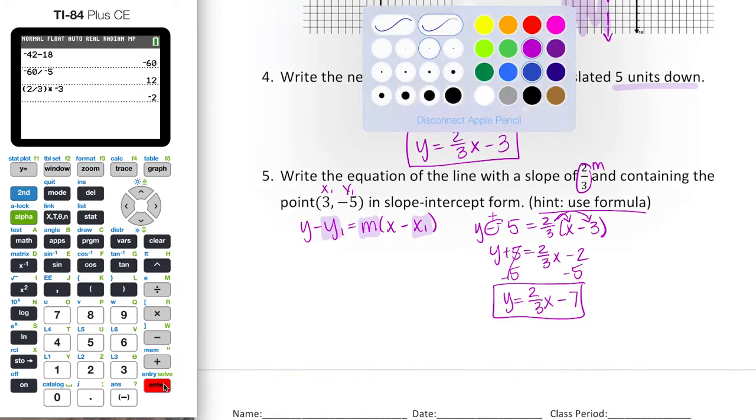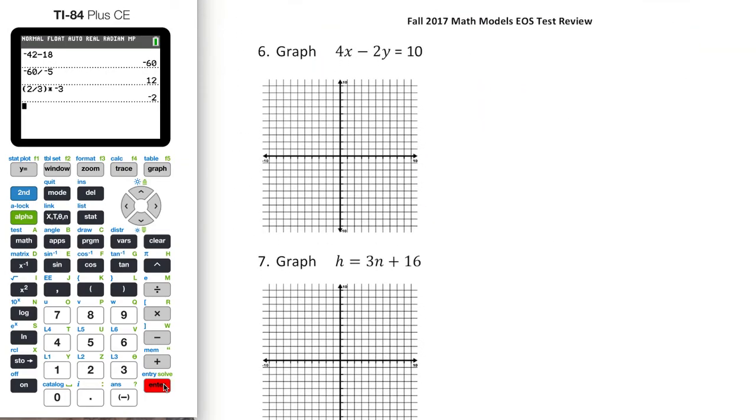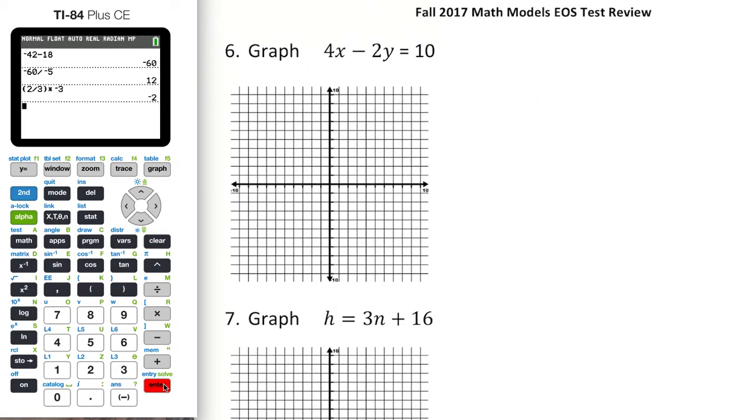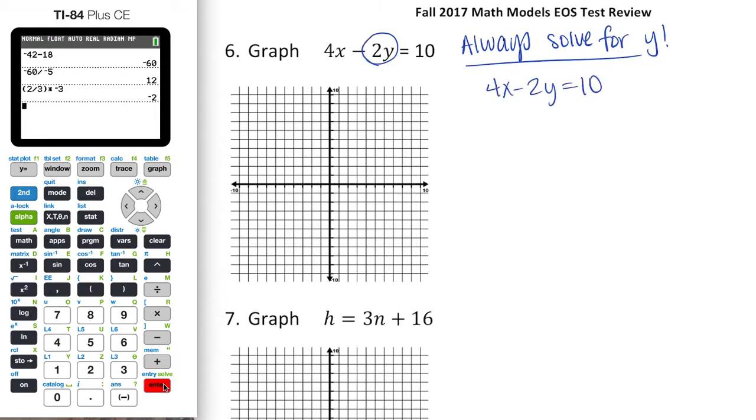Alright, moving on to the next page. Graph 4x minus 2y equals 10. So to graph, we always solve for y. So we're going to solve for y right here. So 4x minus 2y equals 10. To get y by itself, we are going to subtract 4x from both sides.